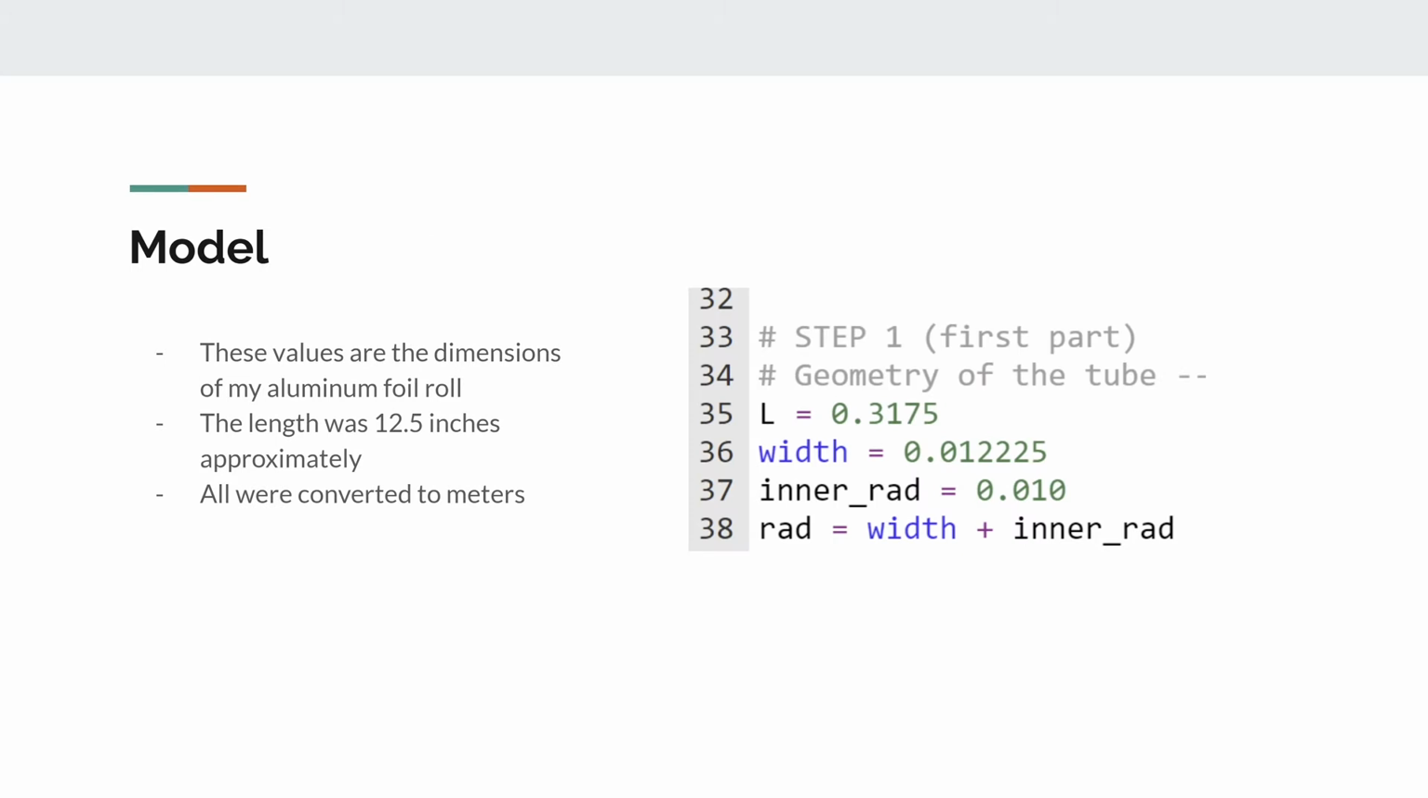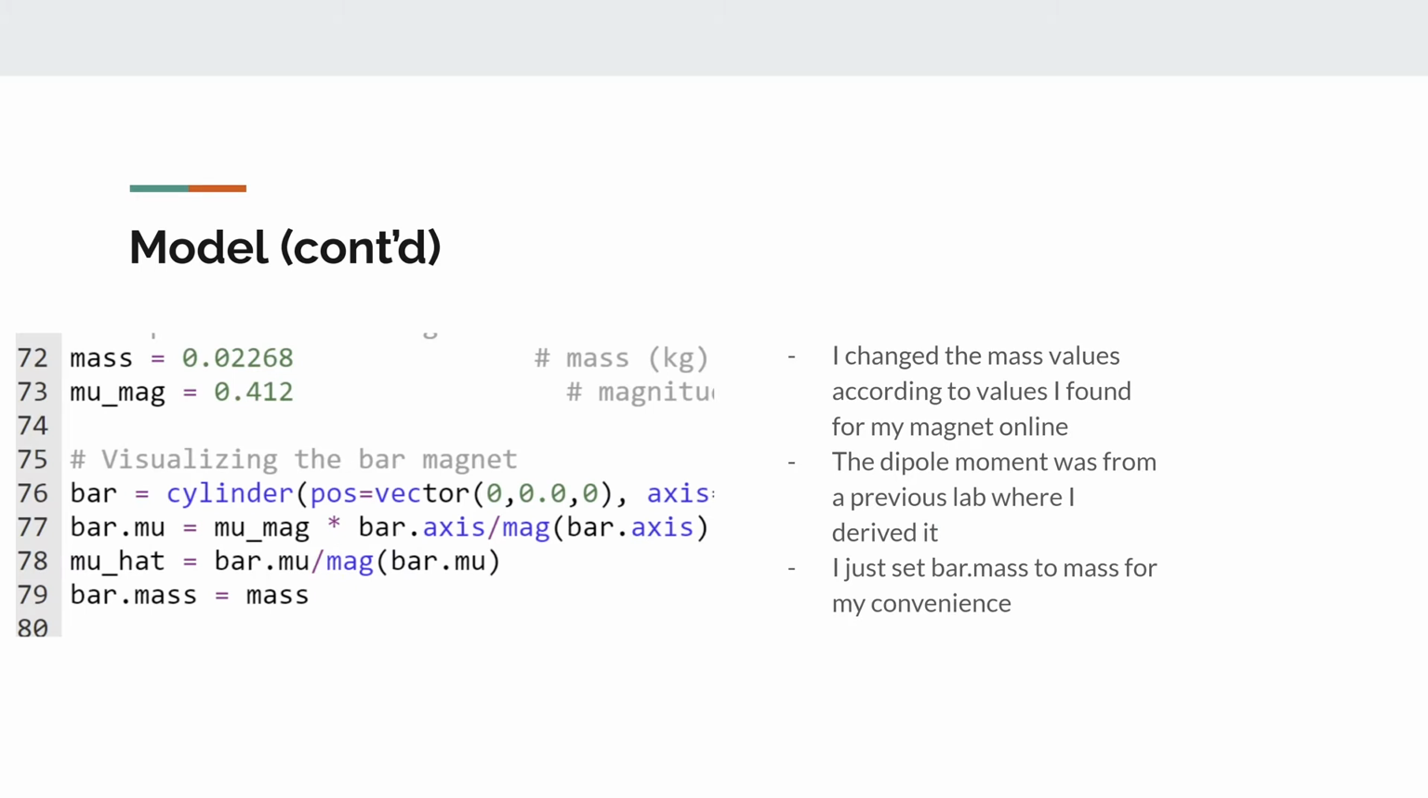Model. These values are the dimensions of my aluminum foil roll. The length was approximately 12.5 inches, and I converted all the values to meters. I changed the mass values according to values I found for a magnet online, and the dipole moment I just got from the previous lab where I derived it. I set bar mass to mass for my own convenience. That wasn't necessary, it's just for my own visual clarity.